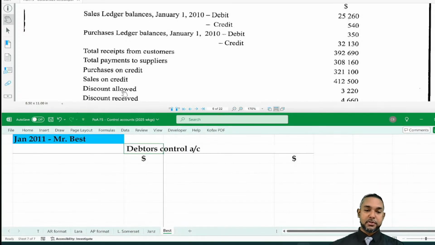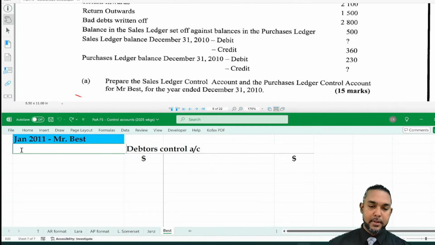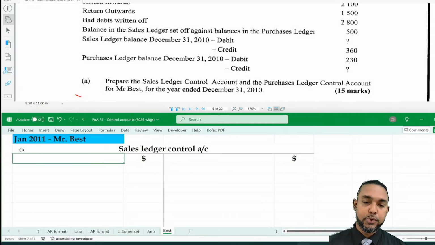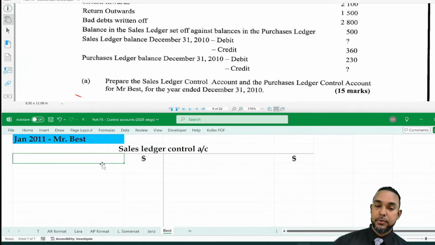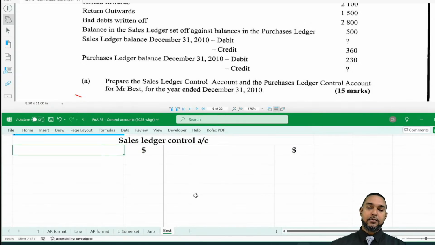So you can call it debtors control. Now this is one of the older ones, right? So it says sales ledger control account, right? So let's use that. I would strongly suggest you use the same words that the question gives you. But if you put debtors control account or accounts receivable control account, it's perfectly fine. They all mean the same thing. It's different names for the same item, right? Okay, right. So let's have a little recap here.